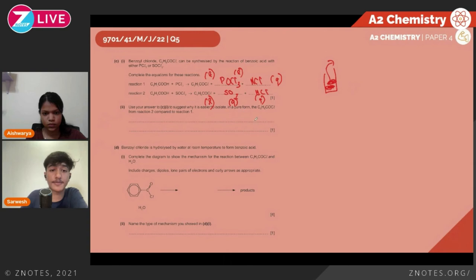So because of that, it's easier to isolate benzoyl chloride in a pure form from reaction 2 compared to reaction 1. Benzoyl chloride is hydrolyzed by water at room temperature to form benzoic acid. Complete the diagram to show the mechanism for the reaction between benzoyl chloride and water. Include charges, dipoles, lone pairs of electrons, and curly arrows as appropriate. Okay, I find this space a bit too small for me to do it, so let's do it over here.